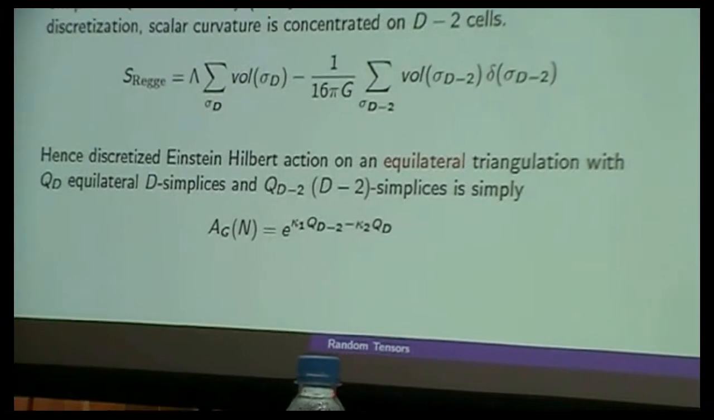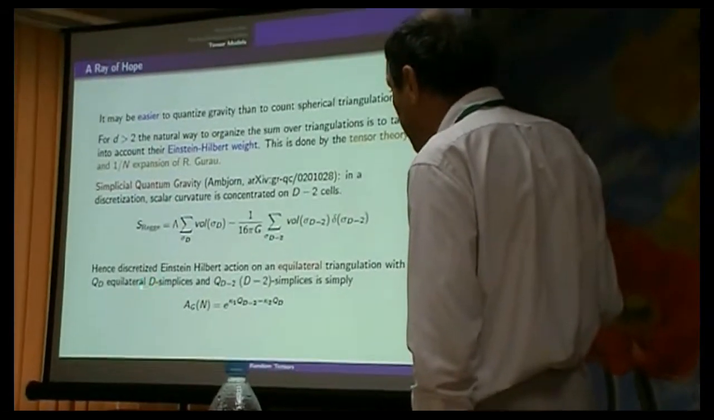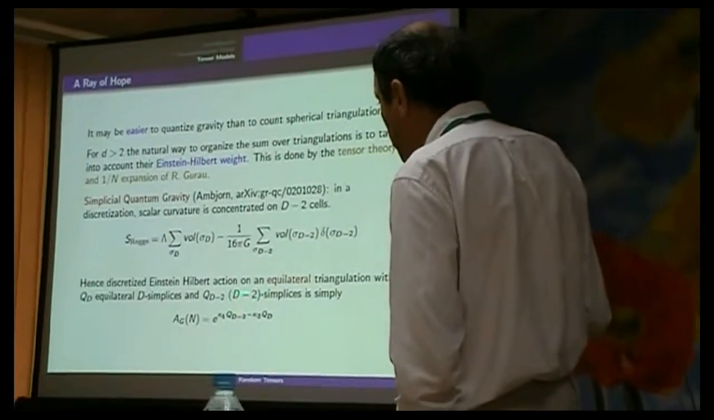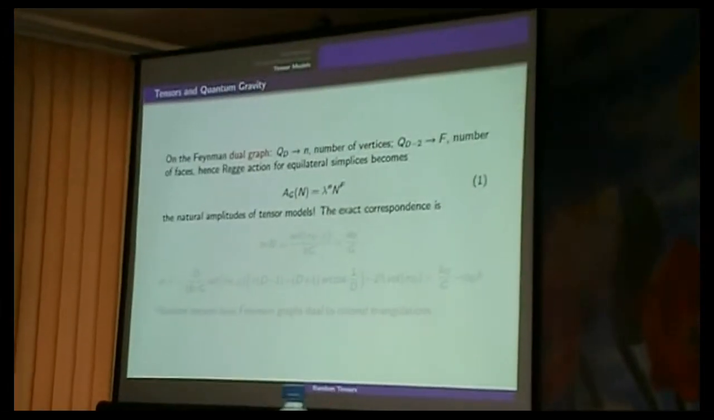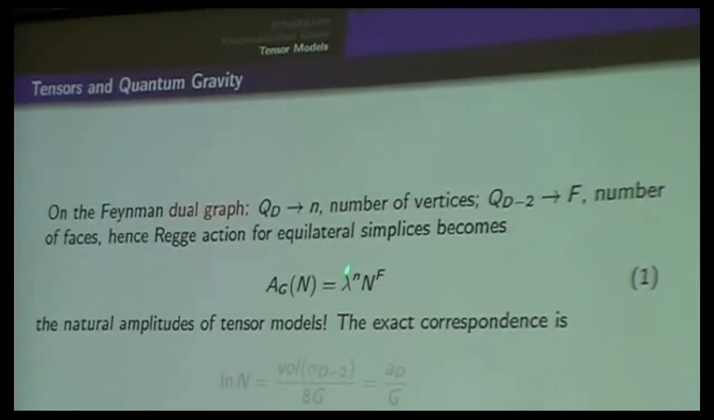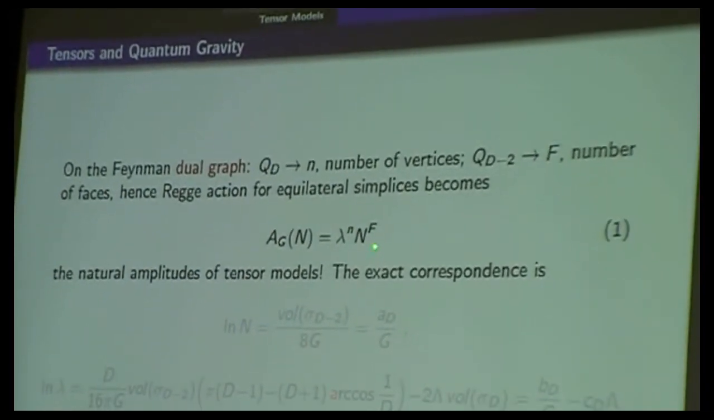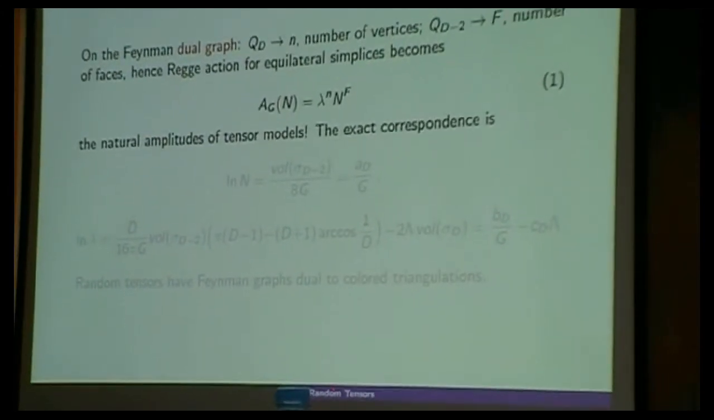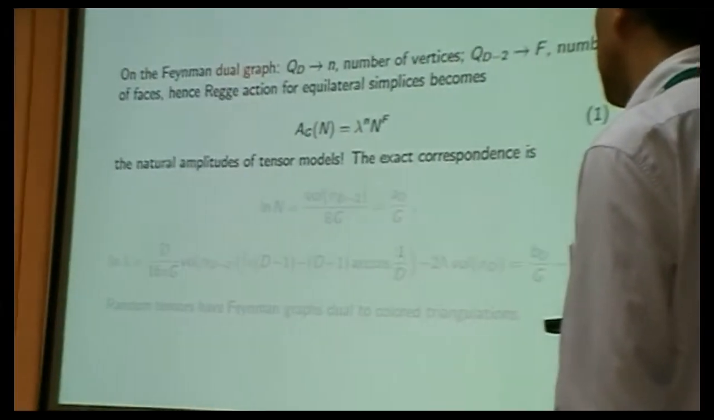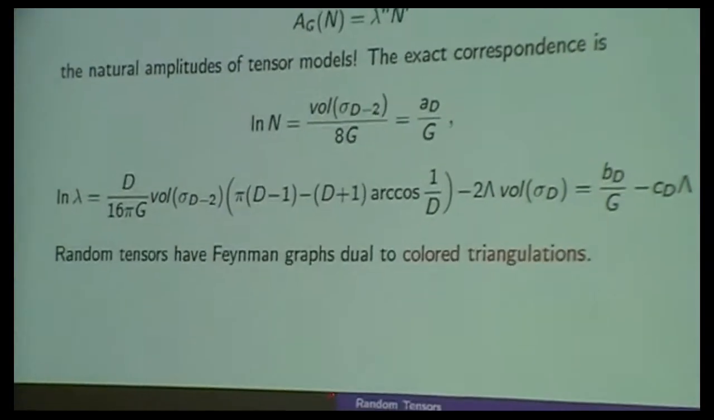Now, there is a trick, which is that in matrix theory or tensor theory, the graphs are dual to the triangulations. Therefore, what was dimension d becomes dimension 0, and what was dimension d minus 2 becomes dimension 2. So for the dual graph, the Einstein-Hilbert discretized action is simply a constant for the number of vertices and the number N for the number of faces. So the Regge action is just this, and that's precisely the factor you will get when you count these tensor invariant graphs. What is capital N? Capital N would be the size of the tensor, and little n would be the number of vertices. This would be the correspondence. So for this reason, this theory of tensors is really related to the problem of quantizing gravity.